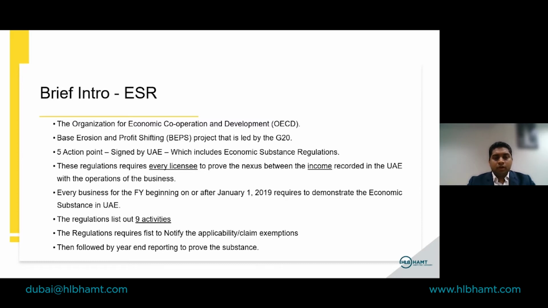If you look at this profit shifting, the organization has identified 9 activities in which profit shifting can happen. Only those 9 activities are required to show substance. We will go into details of what the activities are, especially the implications of the amendment that has happened and how the scope has changed because of it. This regulation requires you first to notify whether you are applicable or not, and then, to prove the substance, you have to do year-end reporting.